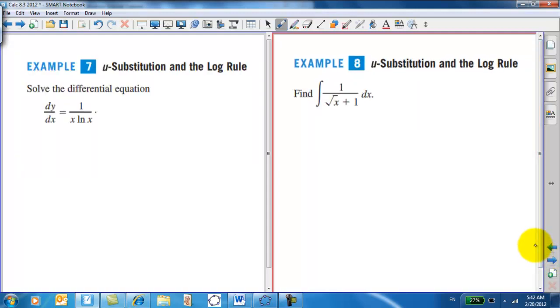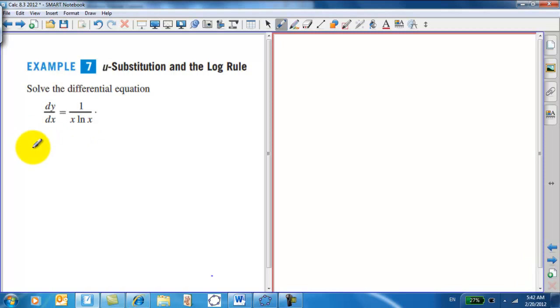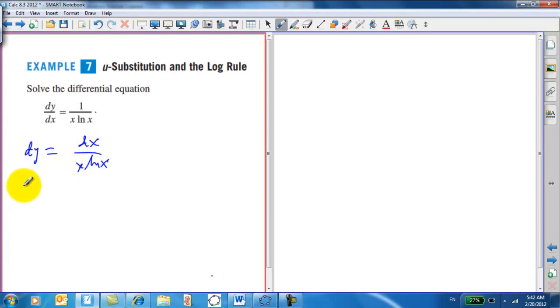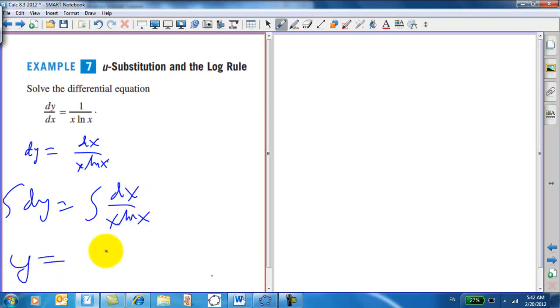So 1 over x natural log of x. Solve the differential equation like that. So we get dy equals dx over x natural log of x. And so we take the integral of both sides, integral of dx over x natural log of x, and we get y equals the integral of dx over x natural log of x.